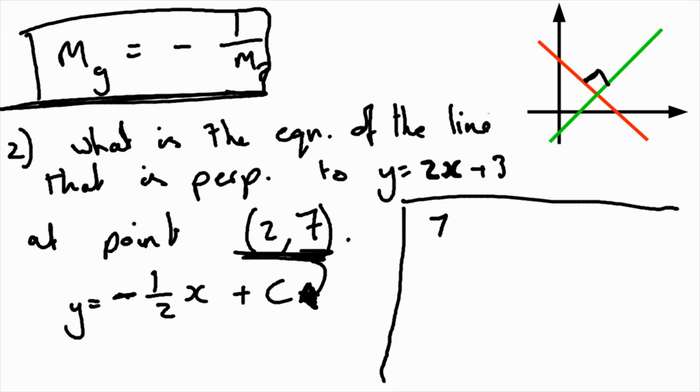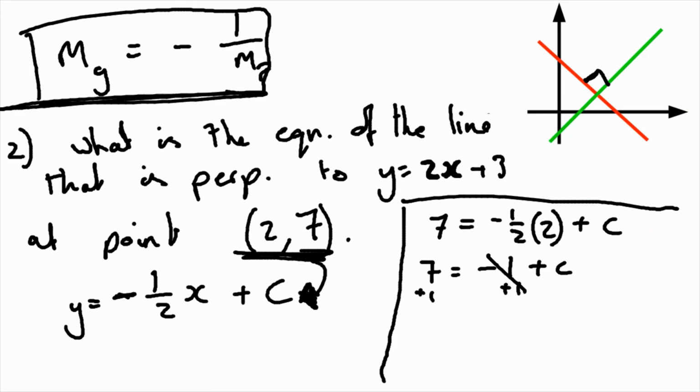So our y value is 7. Our x value is 2. And we've still got that plus c. 7 equals minus a half times 2, which is 1, plus c. We're going to add 1 to both sides. They cancel, so 8 equals c. So the equation of our line is going to be y equals negative a half x plus 8.